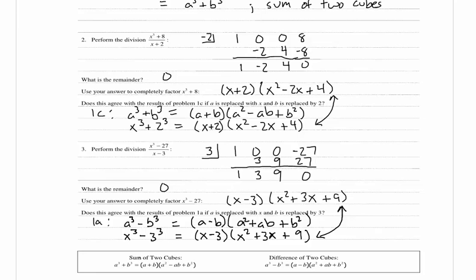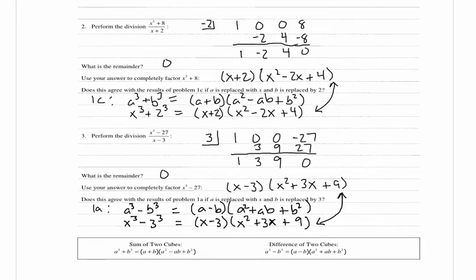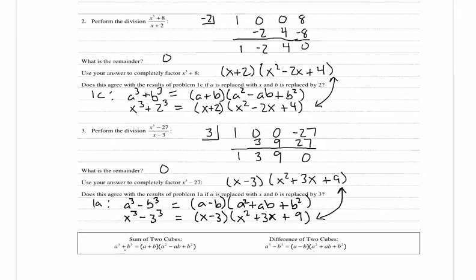So then they tell us the sum of two cubes, a cubed plus b cubed, is equal to a plus b times a squared minus ab plus b squared, and the difference of two cubes, a cubed minus b cubed, is equal to a minus b times a squared plus ab plus b squared. And we proved both of these throughout this module. And that's our video on the introduction to factoring a sum or difference of two cubes.